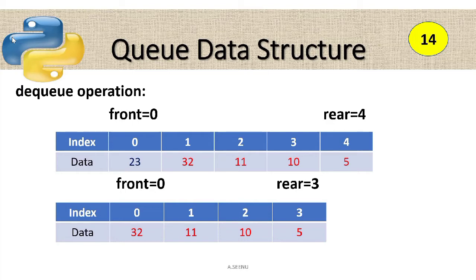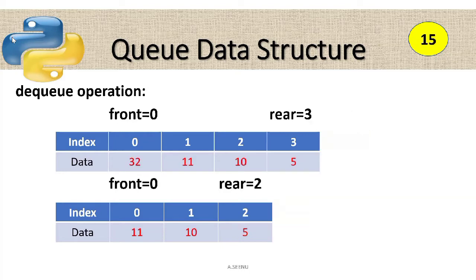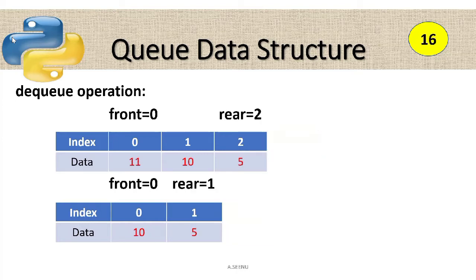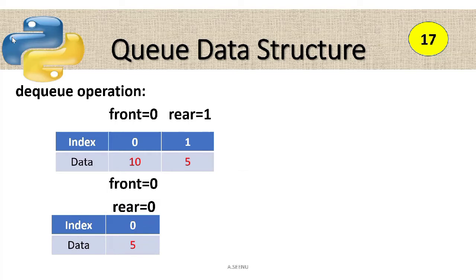That means each value is shifted by one position towards the left. Now front is always 0, but you can check here that rear has decremented from 4 to 3 because there are only 4 elements, right? And if I remove another element, rear becomes 2, and after that 1. So when you remove each and every element, rear is actually changing.